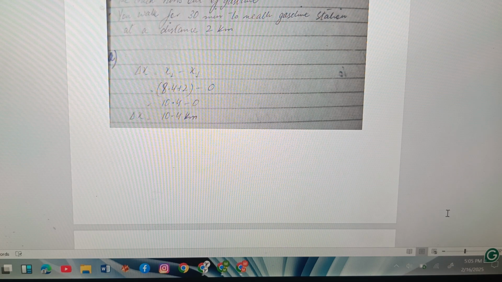Now, the displacement will be del x is equal to x2 minus x1. Initially, you have traveled 8.4 kilometers to the point where your truck has run out of gasoline. Then an additional 2 kilometers, which will be our walking distance to reach the station. When we add up the distance and subtract the initial distance, that is 0 kilometers, since we started from zero, our total displacement will be equal to 8.4 kilometers.